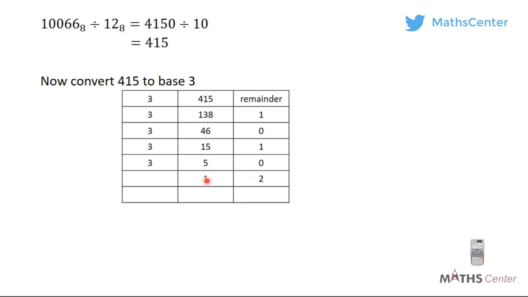Now since we have 1 here, which is less than the base we are converting to, which is base 3, you write it here as our last digit. So we can say that if you convert 415 from base 10 to base 3, you get 1201101 base 3. So we can say therefore 10066 base 8 divided by 12 base 8 is actually 1201101 base 3.